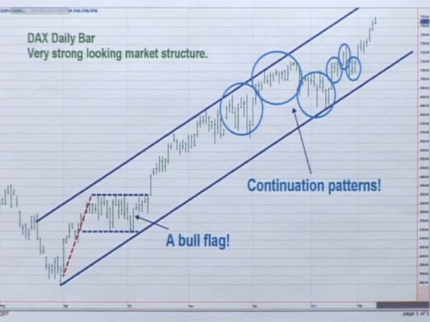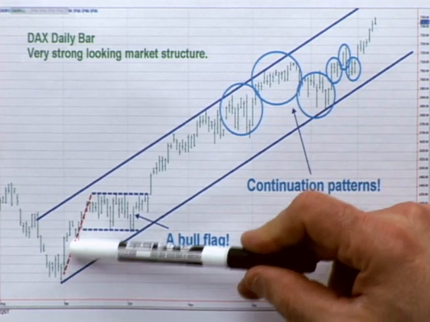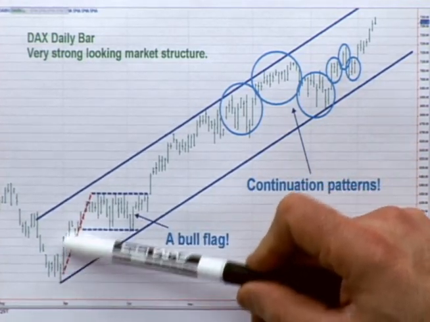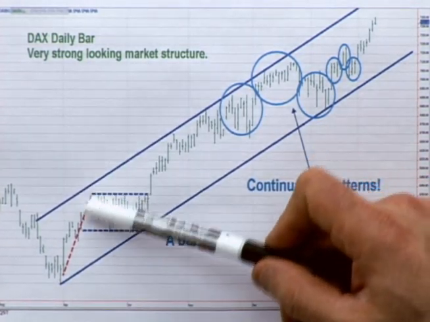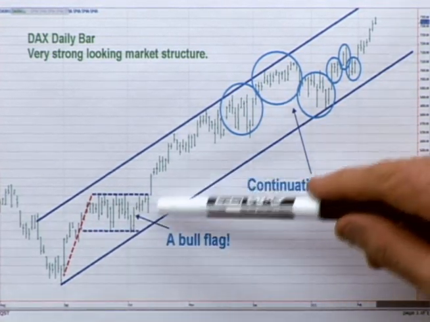Okay, traders, here we are. Next chart, the DAX. It is the German stock market, right? The DAX daily bar. Staying with the theme of continuation patterns, look at the one we have here. A bull flag is a continuation pattern. You have a flagpole, which is a series of quick run-up days, creating a flagpole. Then you have a sideways consolidation, creating the flag, and it blows out.